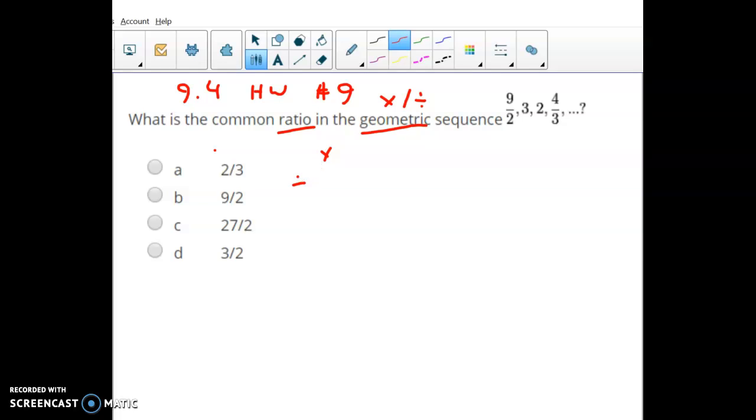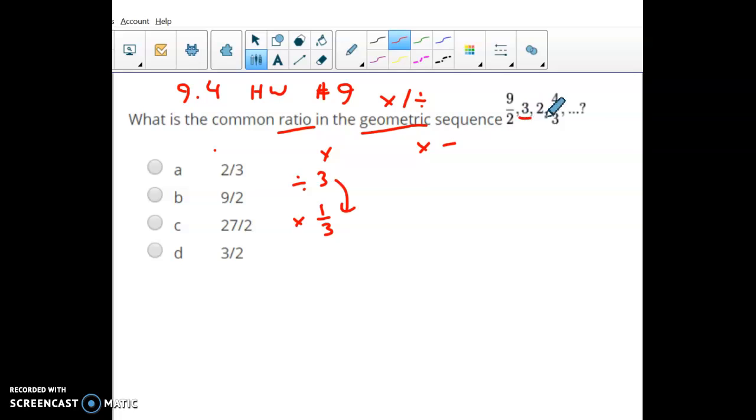So even if the sequence was, say, divide by 3, then we would want to actually do the common ratio, which would be multiplied by 1/3. So even a division one, you're just multiplying by a fraction, right? So really here I have to figure out what number, and it's probably going to be a fraction, that I'm multiplying by in this pattern.